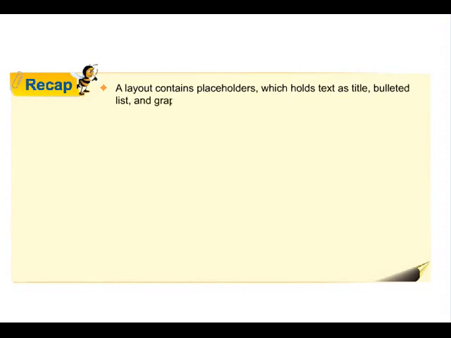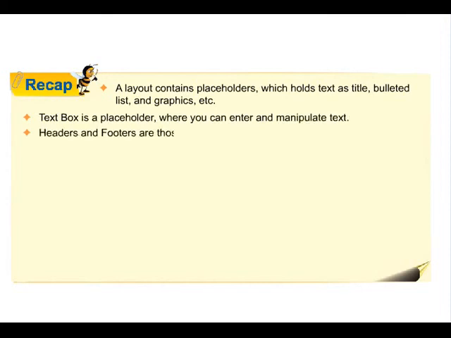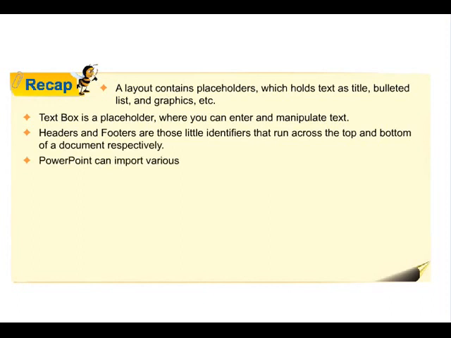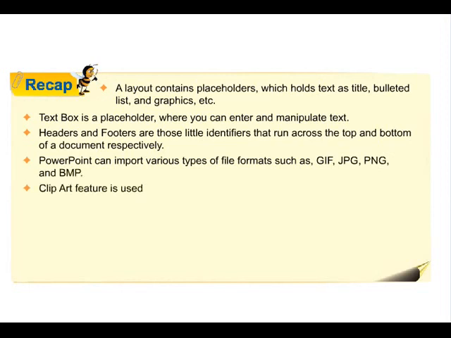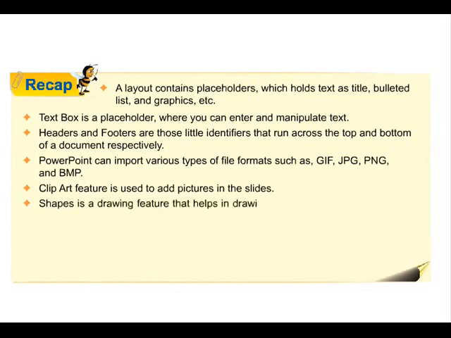Let us take a recap of this chapter. A layout contains placeholders which hold text as title, bulleted list, and graphics, etc. Text box is a placeholder where you can enter and manipulate text. Headers and footers are those little identifiers that run across the top and bottom of a document respectively. PowerPoint can import various types of file formats such as GIF, JPG, PNG, and BMP. Clip art feature is used to add pictures in the slides. Shapes is a drawing feature that helps in drawing different shapes.